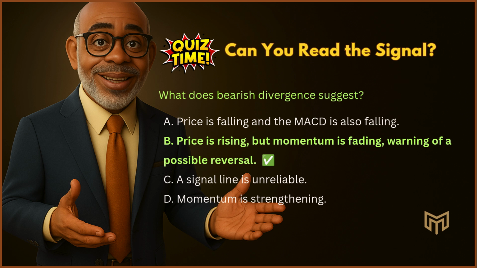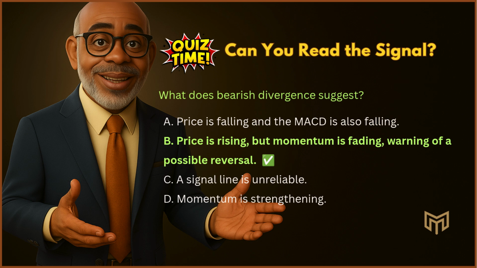The correct answer is B. Price is rising, but momentum is fading, warning of a possible reversal. That's the danger signal. The chart looks fine on the surface. Price is climbing, but the MACD is quietly making lower highs. The engine is losing power even while the car is still moving forward. That disconnect is what bearish divergence is warning you about.